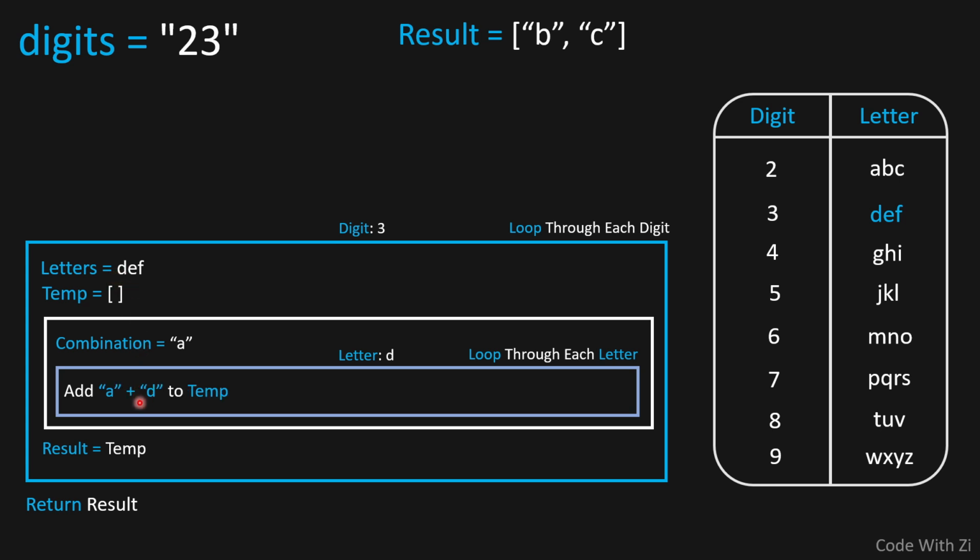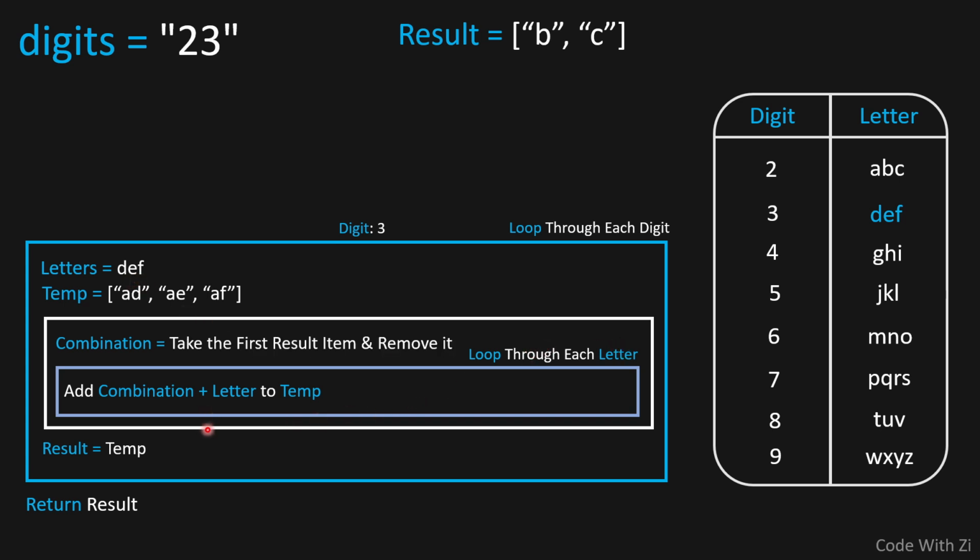We're going to add combination, which is A plus D, to our temp. So let's do that. So that's AD. And then our next letter is going to be E. We're going to add A plus E to our temp because our combination is A and our current letter is E. So let's do that. And then the same thing for F. We're going to add A plus F to our temp. And this is it. We're done with this loop and we're going to exit it because we just looped through each letter that we have, and that was D, E, F.